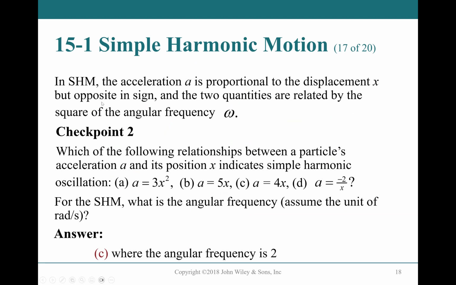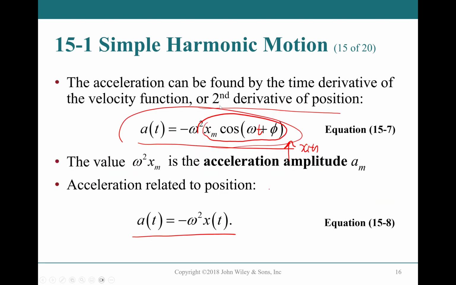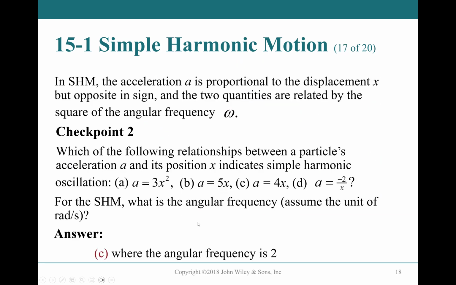And here, in simple harmonic motion, the acceleration a is proportional to the displacement x, but opposite in sign. Okay, because you take a double derivative, you are going to get a negative omega squared x(t). So acceleration is always in the negative direction of your displacement. And the two quantities are related by the square of the angular frequency omega. So this is what you need to know.